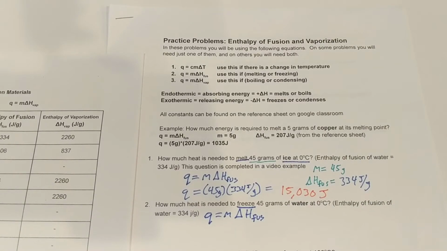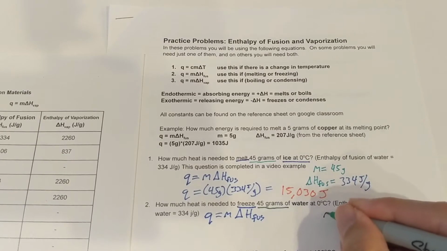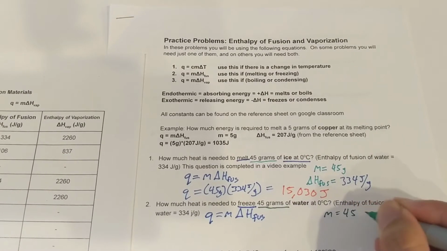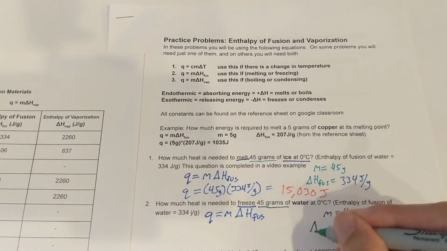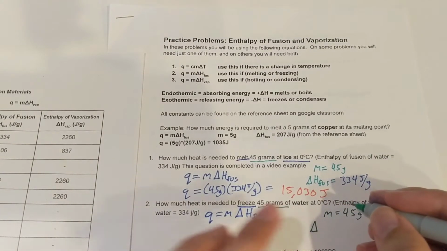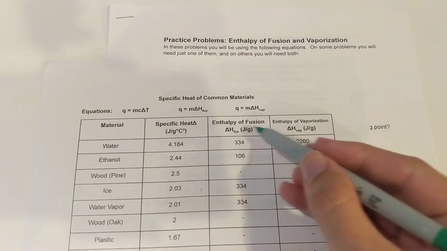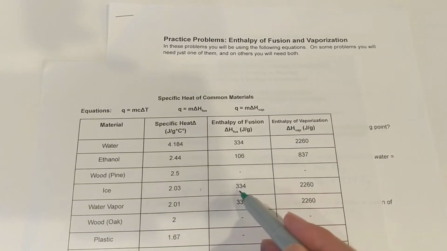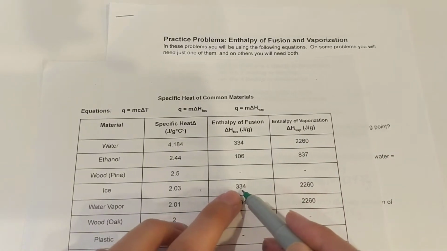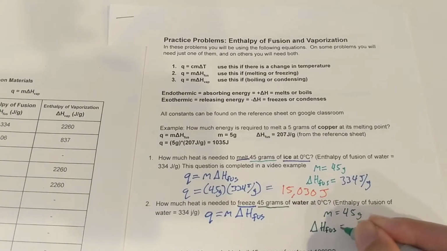And in fact, we even have the same mass as last time, so mass equals 45 grams. And believe it or not, we're still dealing with water. No matter whether it's water or ice, it's the same thing, it's going back and forth. We're going to have that same enthalpy of fusion. So our enthalpy of fusion is going to be 334 joules per gram.